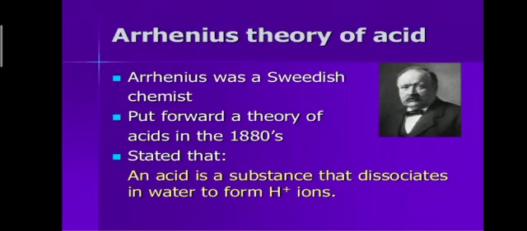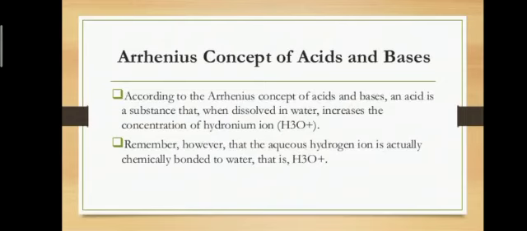So according to the Arrhenius concept, an acid is a chemical substance that dissociates in aqueous solution to give hydrogen ion. So an acid is a substance, for example, hydrochloric acid. When it dissociates, it is converting into hydrogen ion and chloride ion. It means that acid is a substance that dissociates in water to form hydrogen ions.